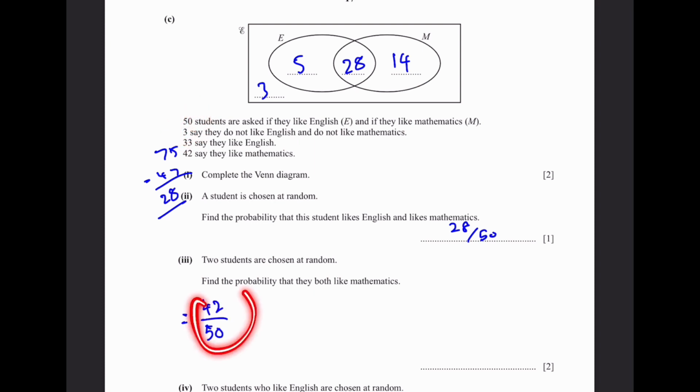But now we've already selected one person. So for a second person, we need to minus 1 from both sides, because one person is out of the group. So we multiply this by 41 by 49. Now we can simplify this fraction. Make this as 6, make this as 7, and then we can divide like this. 25 and 3. So 3 into 41 will be 123, and divide by 25 into 7, which is 175. That's the answer.